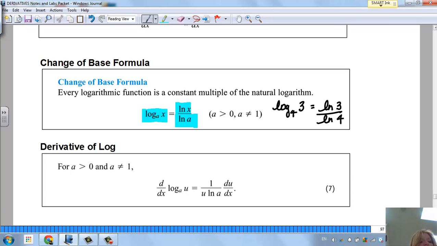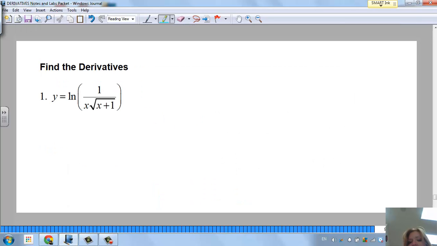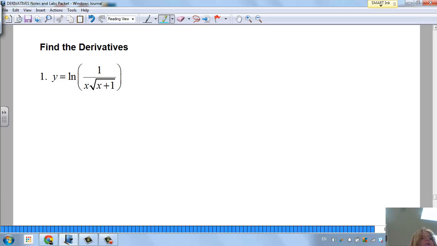And then the derivative of log, so if I have y equals log base a of u, y prime is going to be 1 over u natural log of a times u prime. So these are all repeats. I just wanted you to have them for your notes and make sure they're on your derivative card. Now let's practice doing some derivatives using logs, and I'm going to show you how this is so easy to derive now that we know our log derivatives.